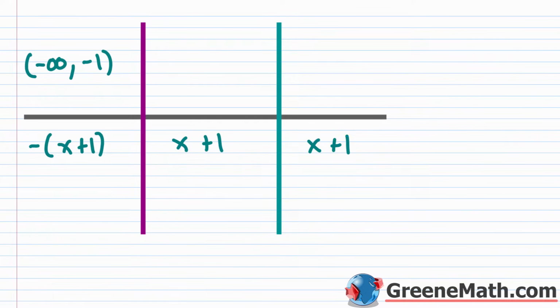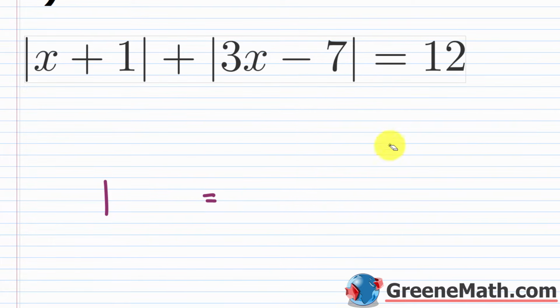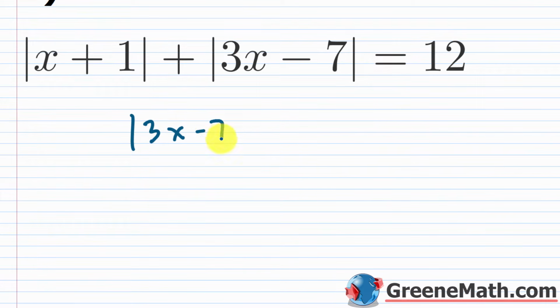Okay, so let's go back up and think about this other guy. So we have the absolute value of 3x minus 7 is equal to, again, I'm just going to drop the absolute value bars, so 3x minus 7. This is if, again, this expression is non-negative.